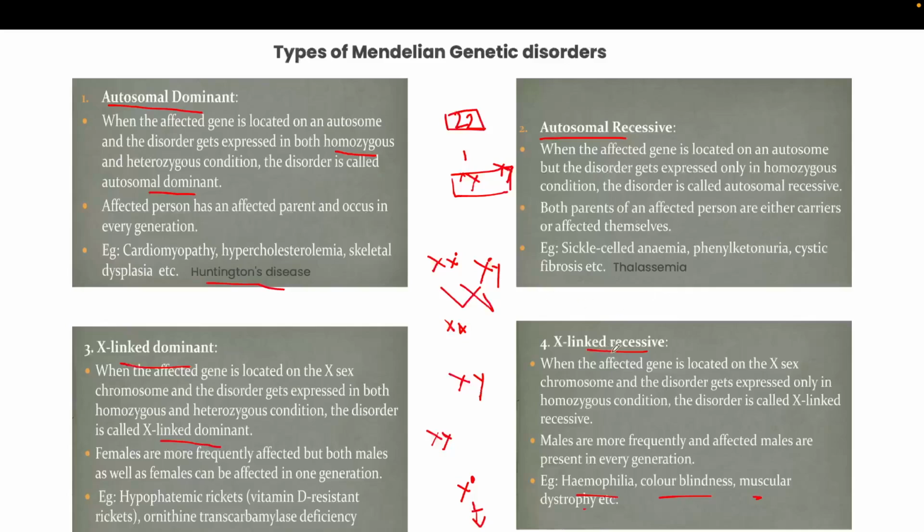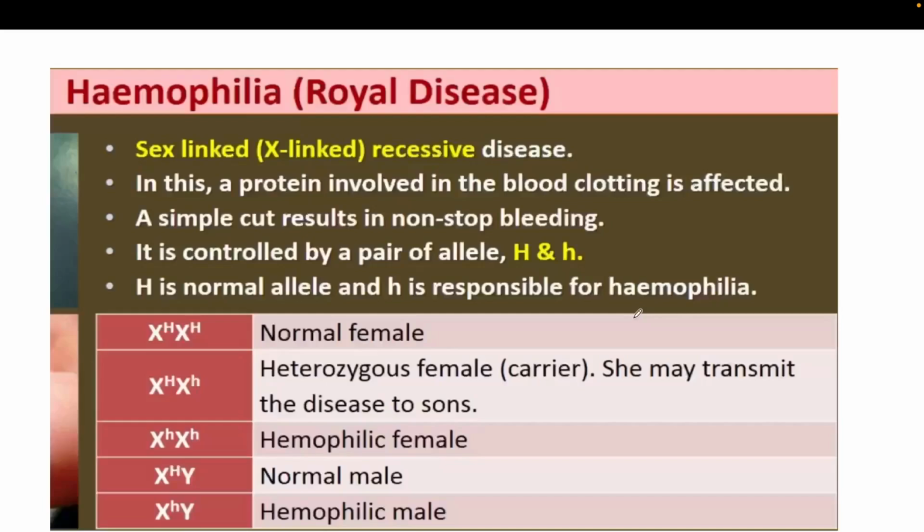But in the case of X-linked recessive, if the mother is a carrier and the father is an affected one, then the offspring will be affected. Okay, so that thing you have to remember, how the genetic cross happens.